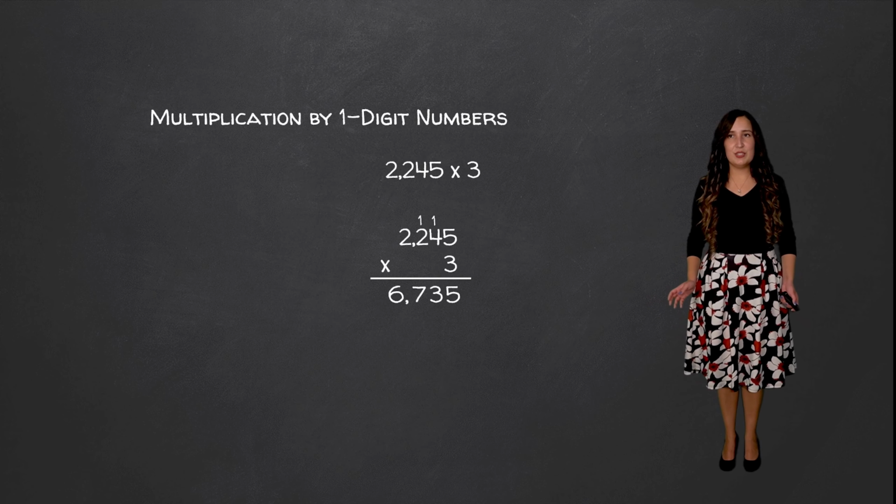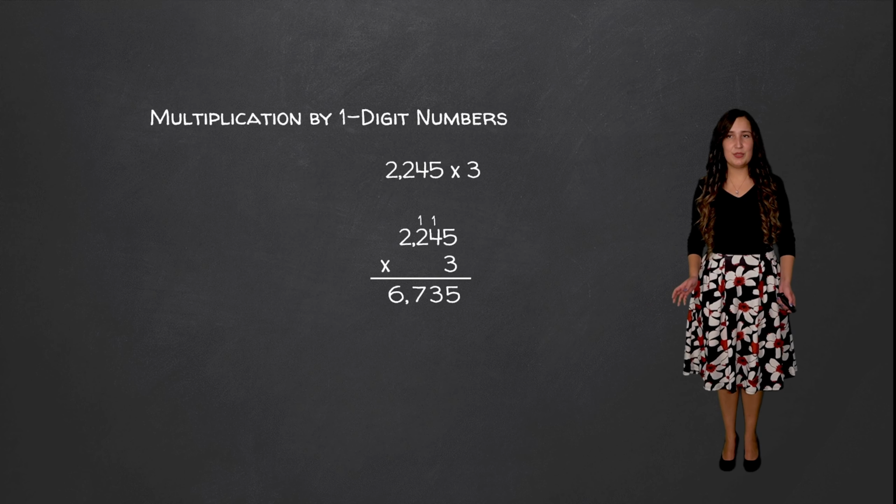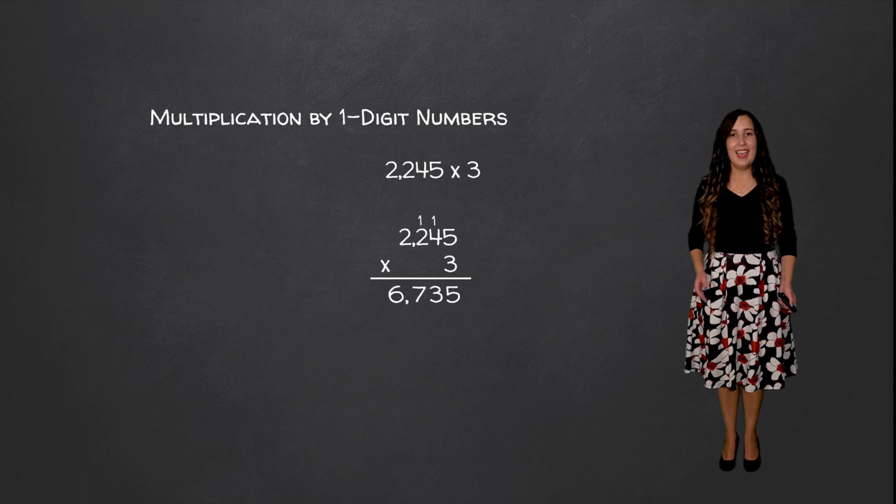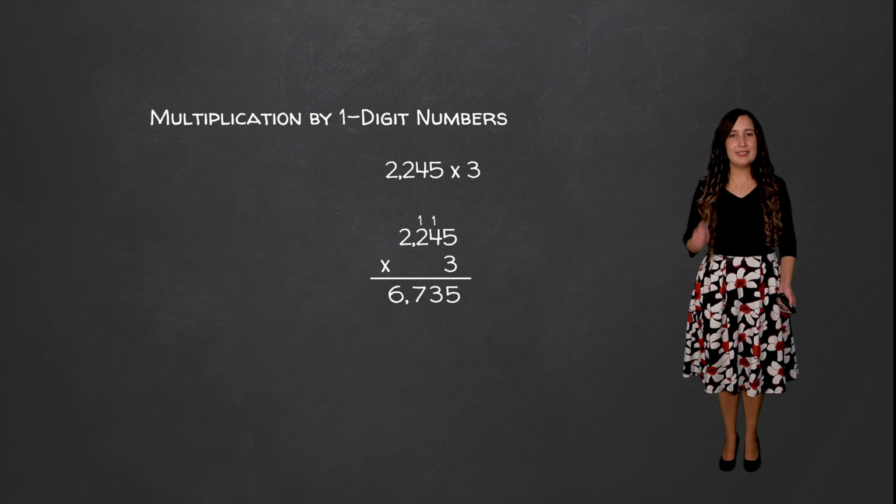So 2,245 times 3 is equal to 6,735. And that's it for multiplying by one-digit numbers.